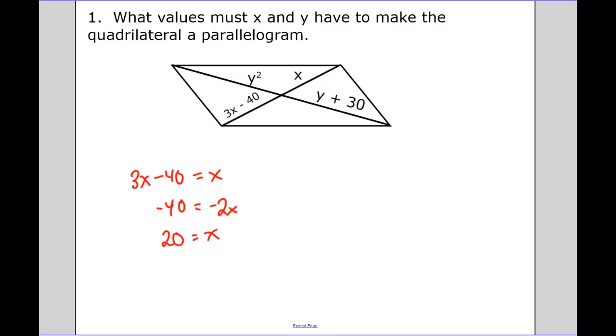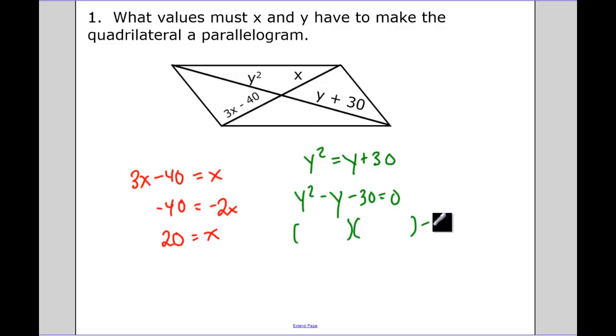All right, now solving for y. I know y squared equals y plus 30 because diagonals bisect each other. Solving a quadratic, get one side to be 0. So I subtract the y and the 30 over to one side. Now factor. So I have y minus 6, y plus 5, because they had to be opposite signs because the 30 was negative, but I needed two numbers that were close to each other because they had to add or subtract to be a negative 1. So y can be a 6 or a negative 5.